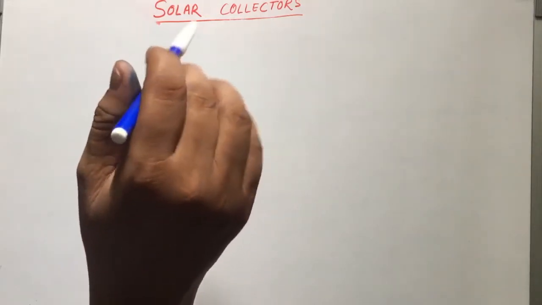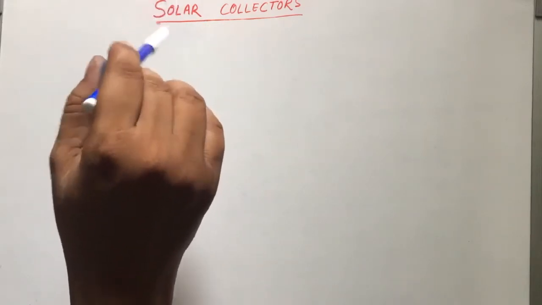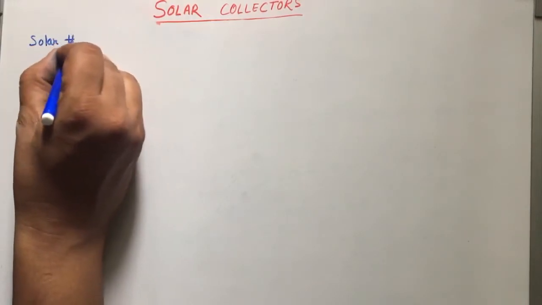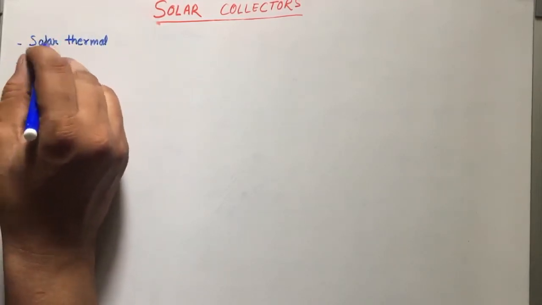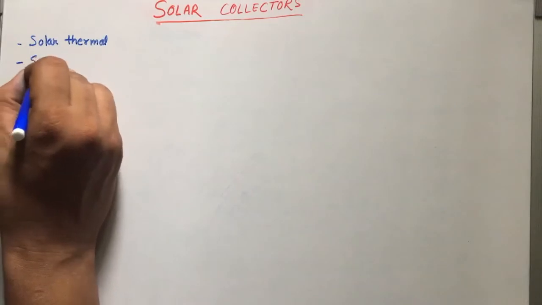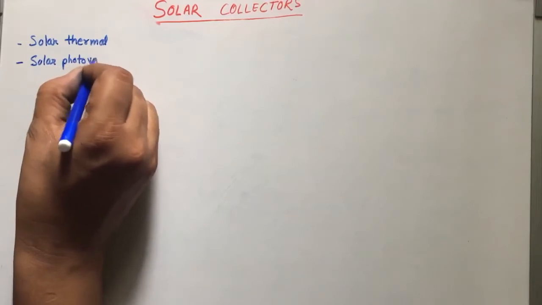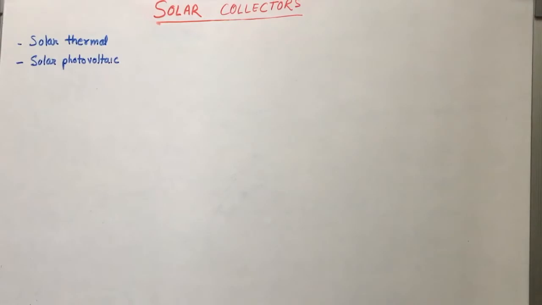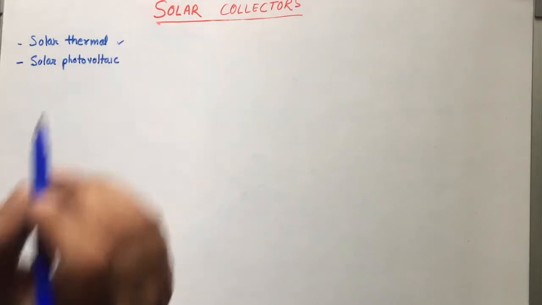So if we talk about the technology, then solar energy can be utilized in two ways. The first one is solar thermal, and the second is solar photovoltaic. So today we will start our study in the direction of solar thermal.